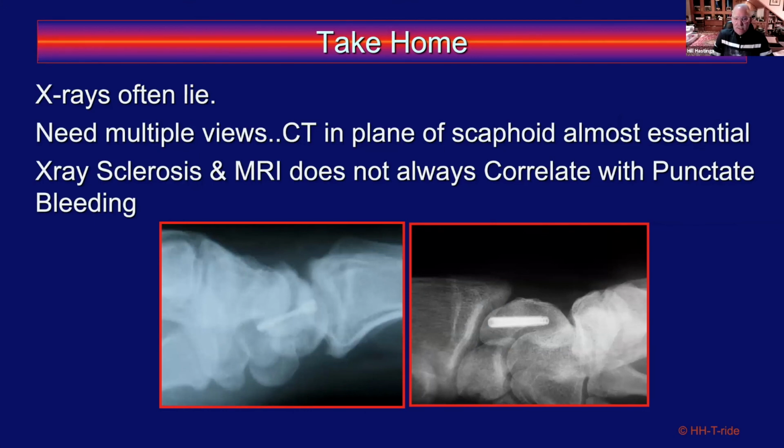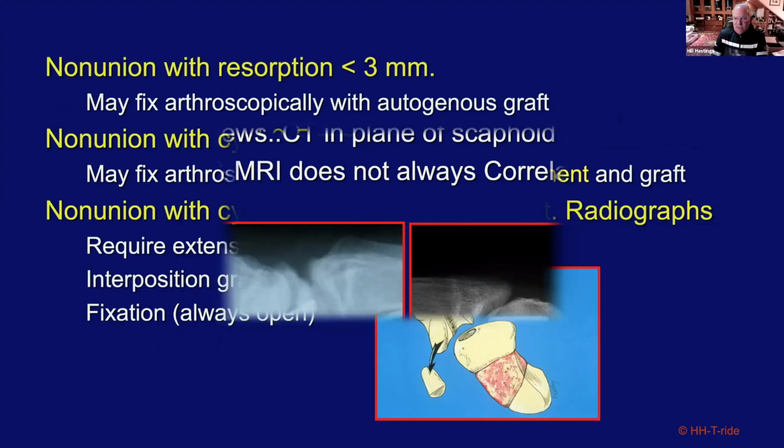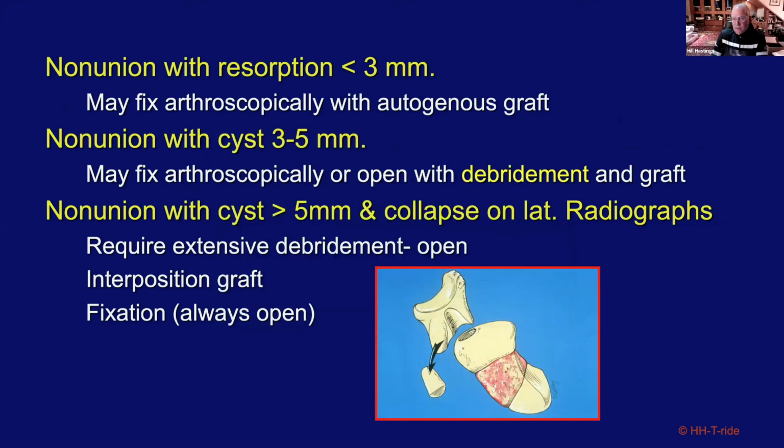X-ray sclerosis and MRI do not correlate with punctate bleeding, and sclerosis is oftentimes seen just with thicker trabeculae in the proximal pole that's still vascular. Simple non-unions with little resorption can be fixed in situ, just arthroscopically, with a small amount of autogenous graft. When you get larger cystic deformity, then you need to debride it as well as graft. And then, as everyone has shown, larger defects with collapse really mandate extensive debridement that's most easily done in an open manner with an interposition graft and fixation.